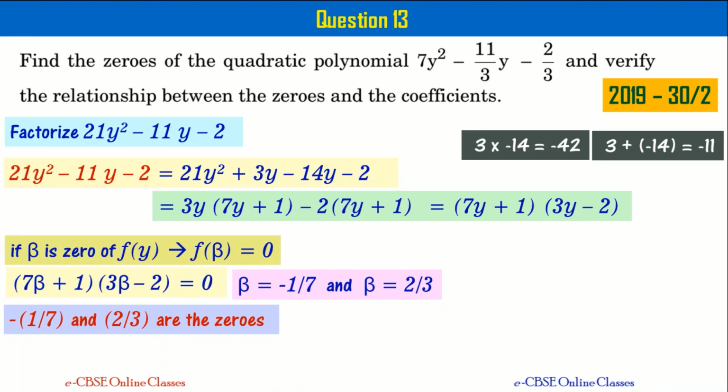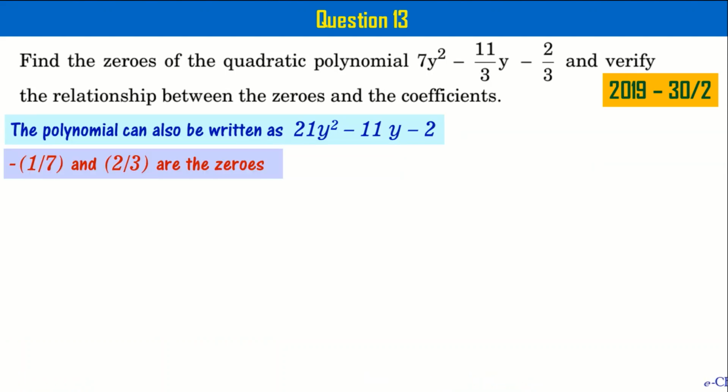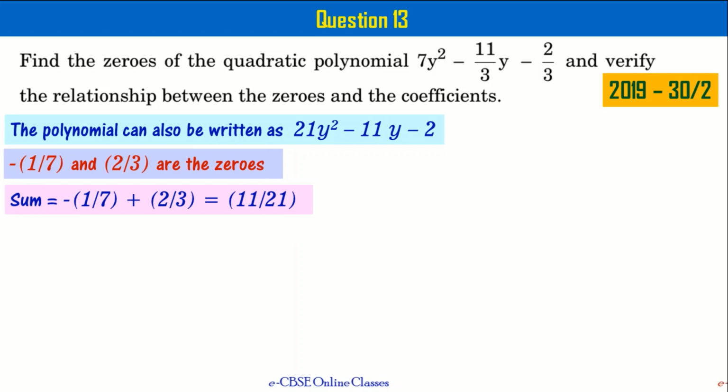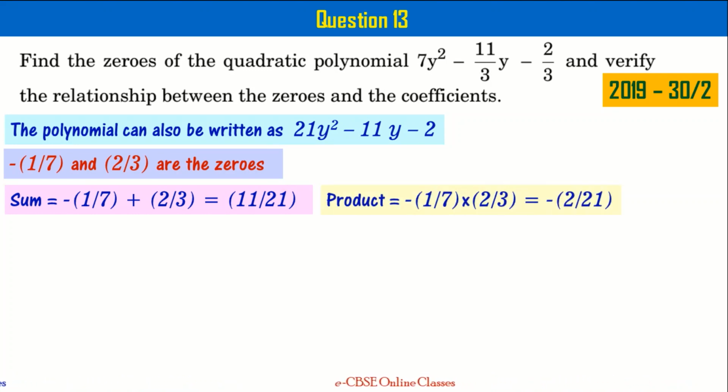We are done with the first part of the problem. Now we have to verify the relation between zeros and the coefficients, right? To do that, let me take the sum of the zeros we got, that is -1/7 + 2/3, that is 11/21. Let's take a note of that. And the product of zeros is -1/7 times 2/3, that is -2/21, right? This is what we have gotten with the help of the zeros we obtained.